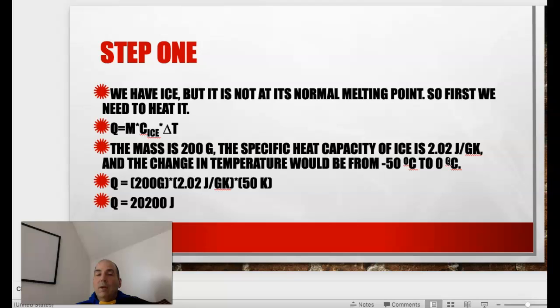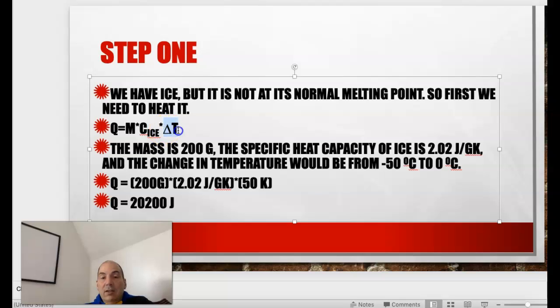Now you may be wondering, why am I saying Kelvin and then Celsius? Because for a change in temperature, it doesn't make a difference. The change from negative 50 to 0 is 50 degrees. If I convert to Kelvin, it's 223 and 273, and 273 minus 223 is 50 Kelvin. So the temperature change could be in Celsius or Kelvin. They're interchangeable whenever it's a delta T. In the last unit we had to talk about temperatures and stick to Kelvin, but here it's a change in temperature, so it doesn't matter.